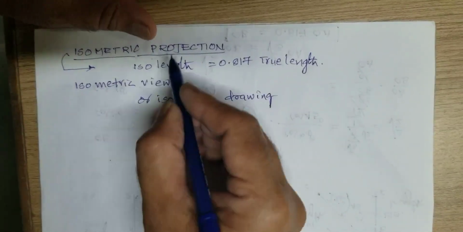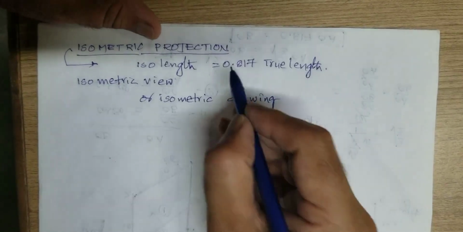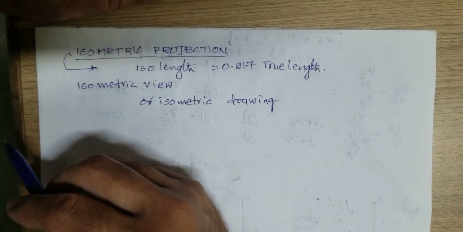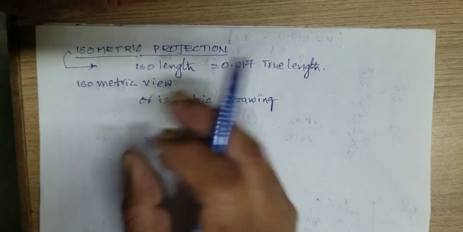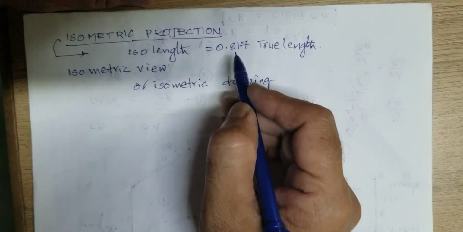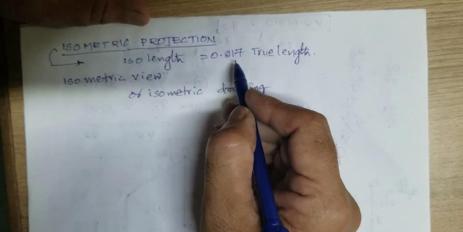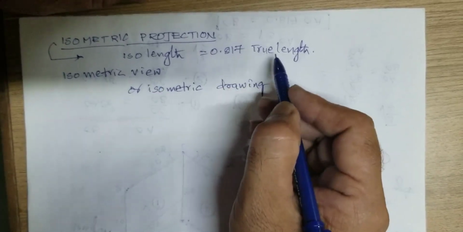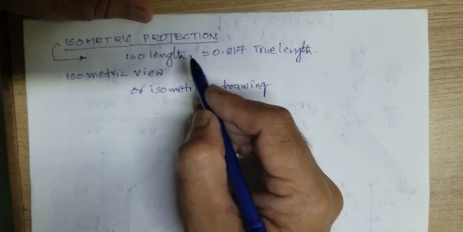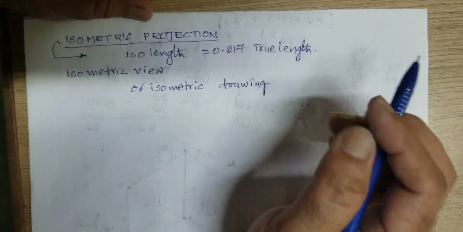When they are asking for isometric projection, the lengths we have to take are 0.817 times the true length. Let us say they are asking isometric projection for a 30 mm size cube. We have to take not exactly 30 mm, but 30 into 0.817 times the true length. That is the isometric length we get by multiplying by this factor. With that value only we have to draw it, but the angles are all the same.